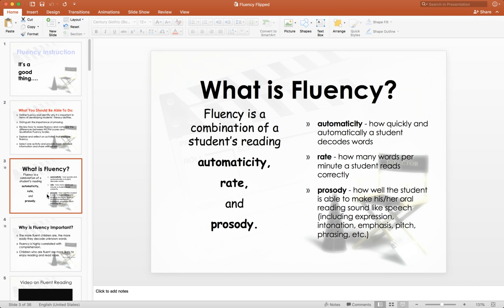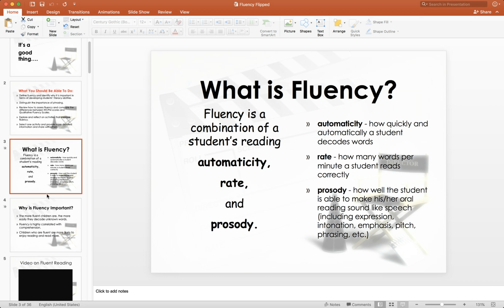What is fluency? Well, fluency is a combination of three things: automaticity, that's how quickly and how automatically a student decodes words. So when a child sees a word, they should be able to read it automatically, not slowly by sounding out each word. So fluency can be seen in single word reading, and it could also be seen in continuous text reading. Okay, so automaticity.